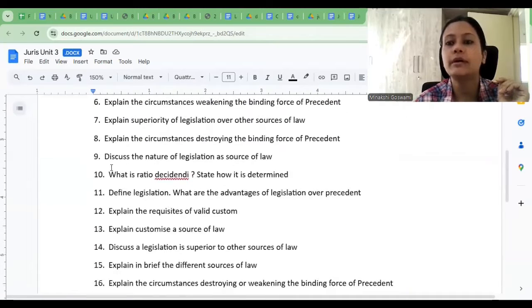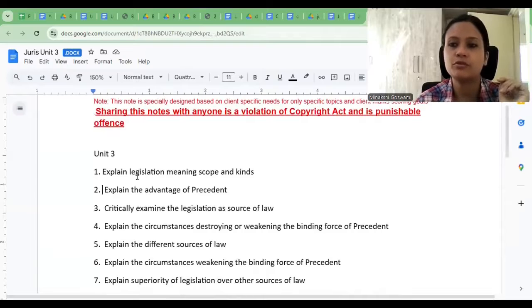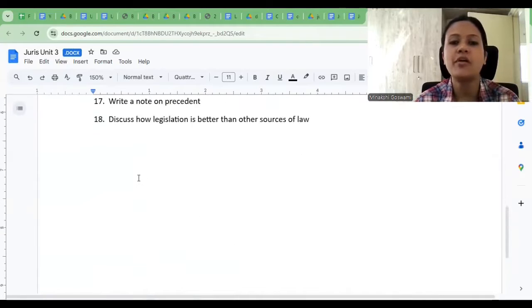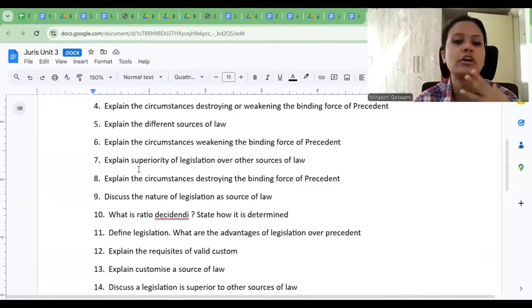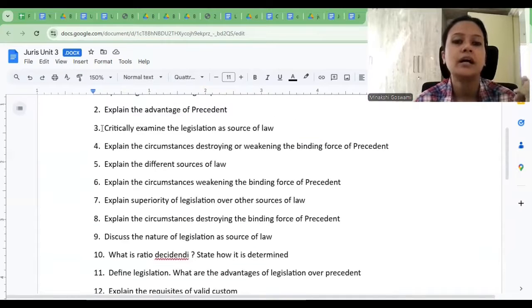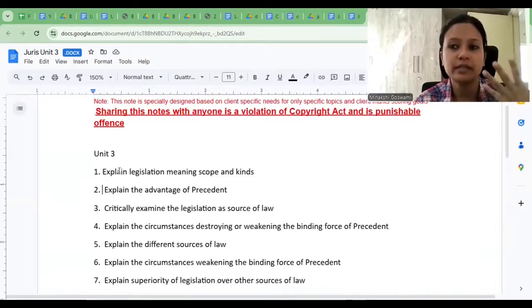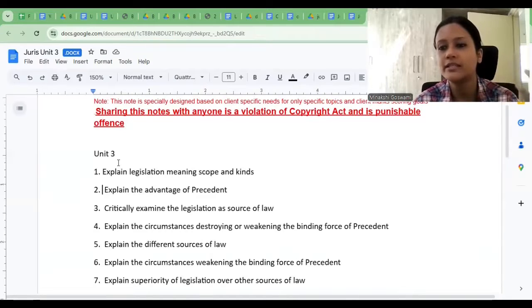Now we will move to important questions from Unit 3 of Jurisprudence. So I have around 18 questions. You can either get this as a long question or as a short note also. If it is a long question, you need to write in detail. If it is a short note, you can write it a bit briefly.